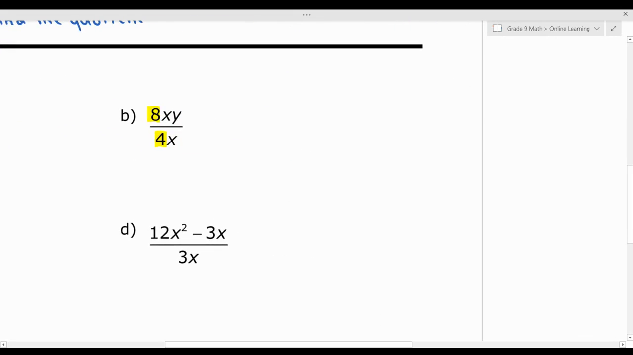All right, question B. So take the numbers, divide them. 8 divided by 4 is 2. And then I'm going to look. I have an x to the power 1 on top. I have an x to the power 1 on the bottom. So I can go 1 minus 1. And then I just have this little y hanging out by itself. So I have to just rewrite it. Well, if I were to clean this up, I'm going to get 2 times x to the power 0 times y. Well, don't forget, x to the power 0 is equal to 1. So this would actually clean up to give you 2 times y.